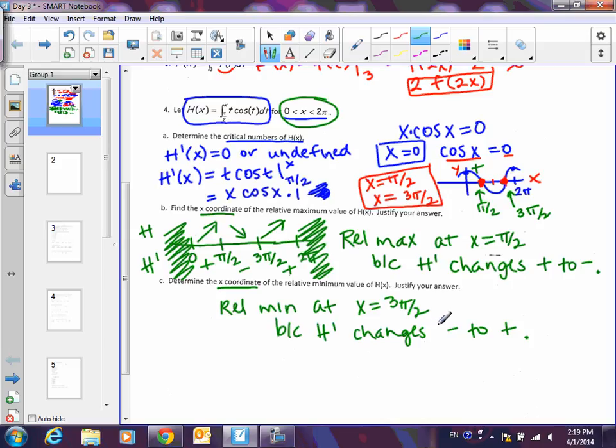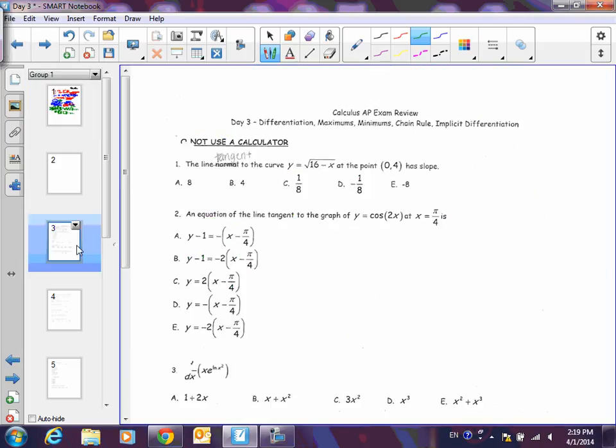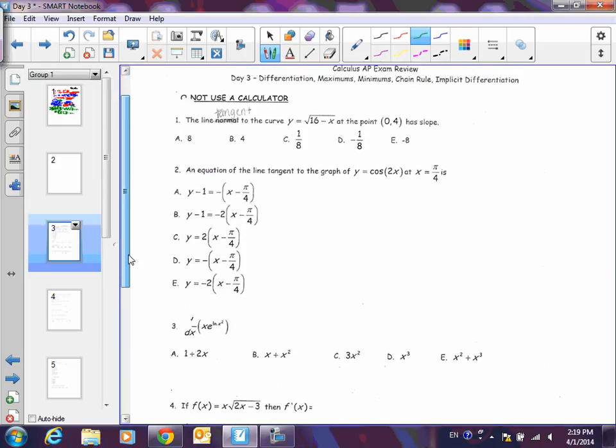If they were talking about absolute max and min, we would first of all have a closed interval. We would consider the endpoints. This isn't really a good example for that, but they actually use the word relative here so that it was super, super clear. All right, I want you to turn to number 3.